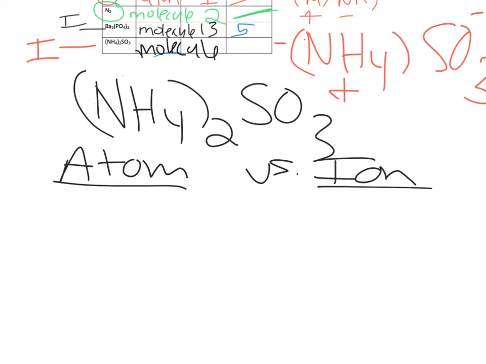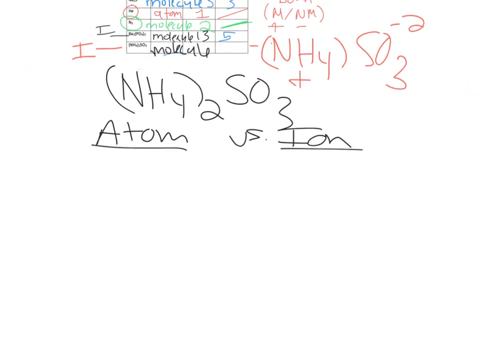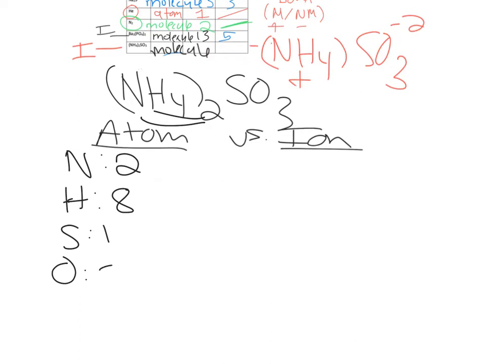Now, it wants to know how many atoms are in ammonium sulfite. We're going to have to make a list of all the elements in ammonium sulfite, which we have nitrogen, hydrogen, sulfur, and oxygen. If we distribute the 2, we have 2 nitrogens, 8 hydrogens, 1 sulfur, 3 oxygens, and that ends up being 14. So I'm kind of running out of room up here, but there's 14 atoms.